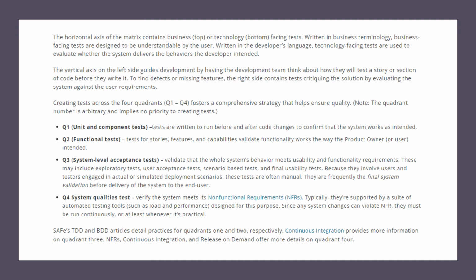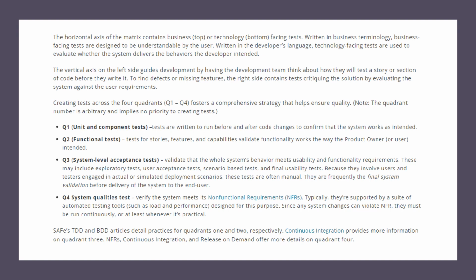Q1 represents unit and component tests. Tests are written to run before and after the code changes to confirm that the system works as intended. Quadrant 2, functional tests. Tests for stories, features, capabilities validate the functionality works the way the product owner or user intended. Q3, system level acceptance tests. Validate that the whole system behavior meets the usability and functionality requirements.